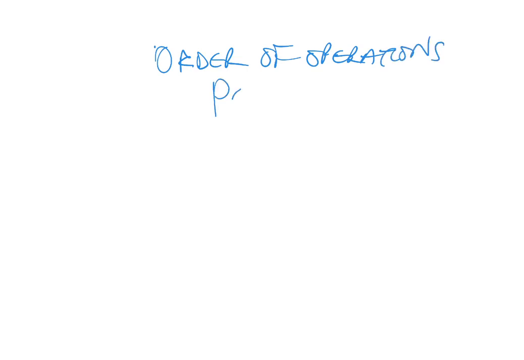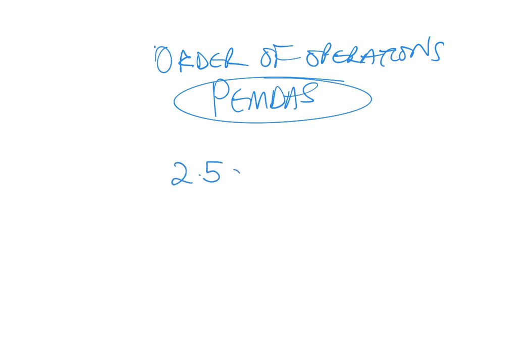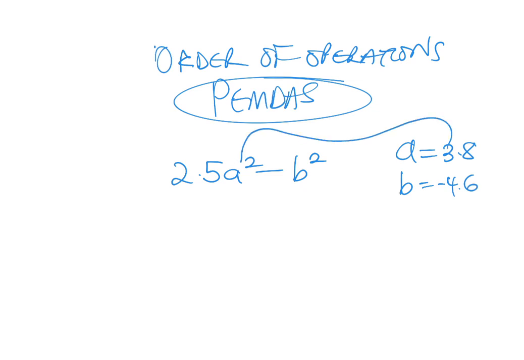So that's how we work through that very important skill. Operations with decimals are the same thing you've learned. PEMDAS is still at work. Now you're just dealing with decimals. So if you have a situation like 2.5a squared minus b squared, and they tell you that a is 3.8 and b is negative 4.6, now you plug in these values, right?